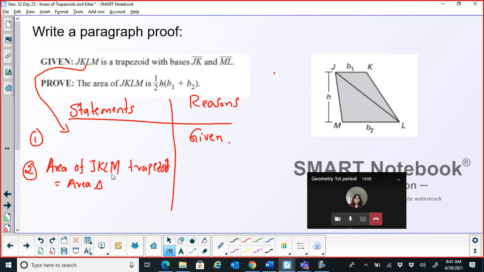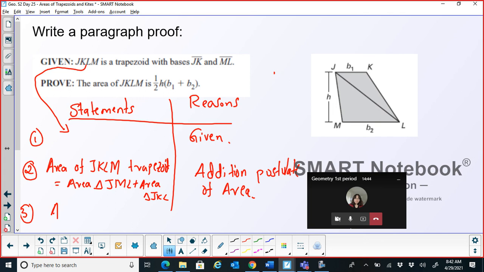Area of triangle JML plus area of triangle JKL. The reason is the addition postulate of area. Then next, area of triangle JML equals, so I have JML is half of h times b2.